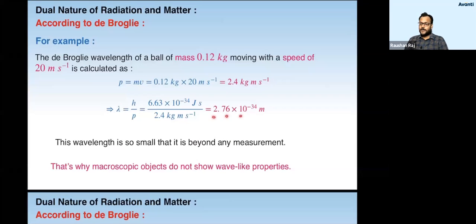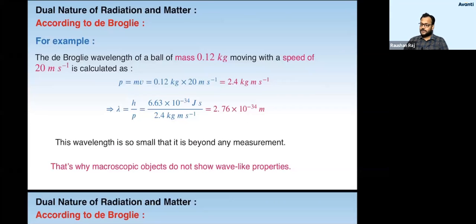2.76 into 10 to the power minus 34 meter. इसका मीनिंग क्या? बहुत ही छोटा है ना? So this wavelength is so small that it is beyond any measurement. That is why macroscopic objects do not show wave-like properties. इतना छोटा है, just imagine this ना, you cannot even imagine.